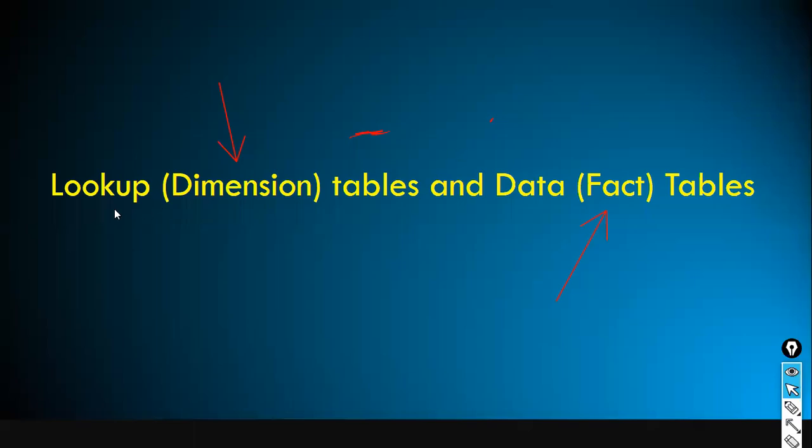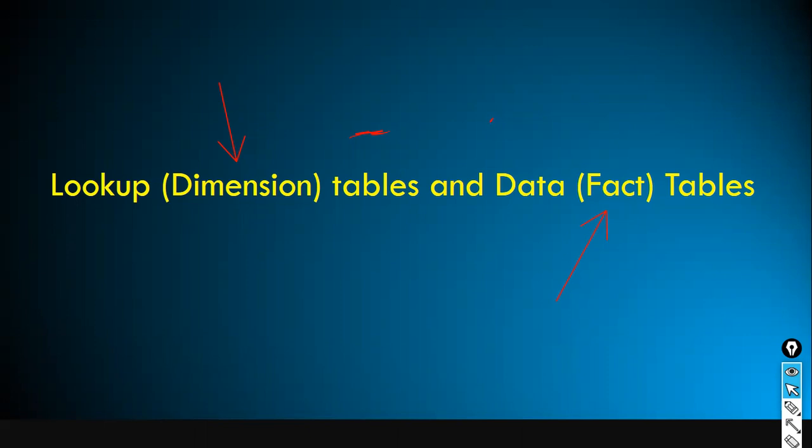Please concentrate. There are two types of schemas available: the star schema or the snowflake schema. So what is a star schema? A star schema is nothing but a fact table that is surrounded by many dimension tables usually. Okay, and what is a fact table?